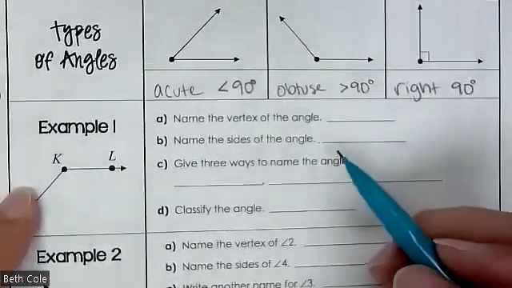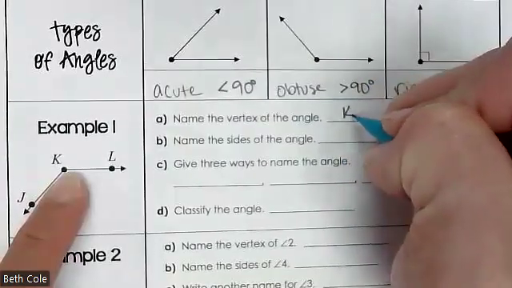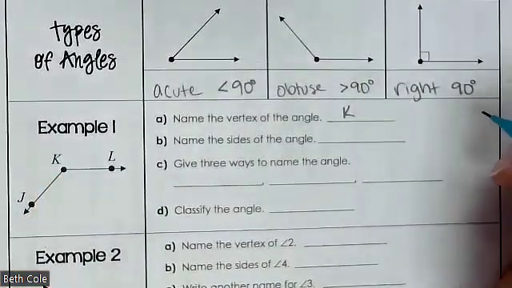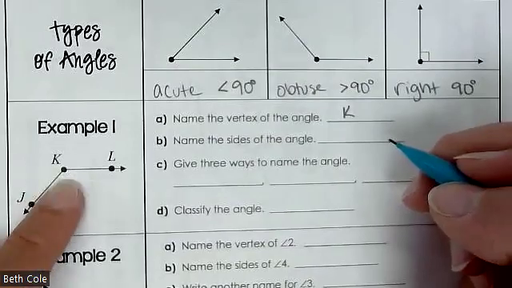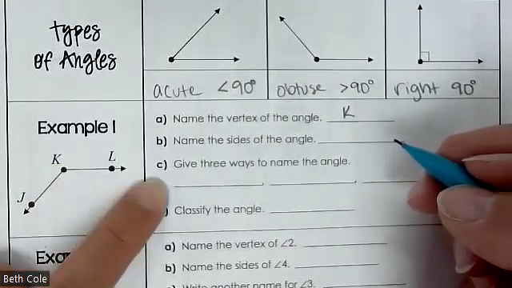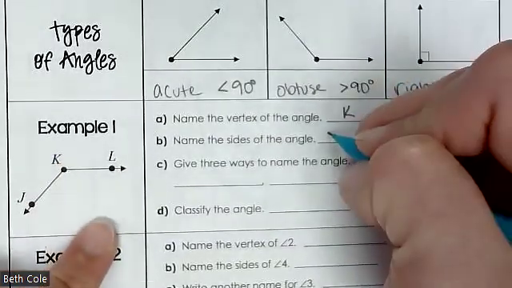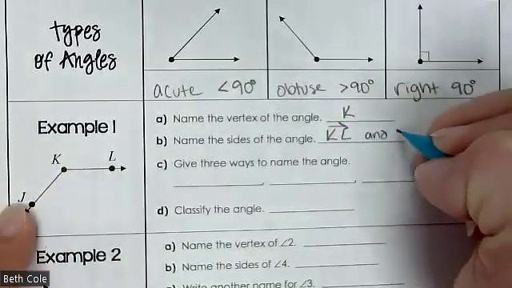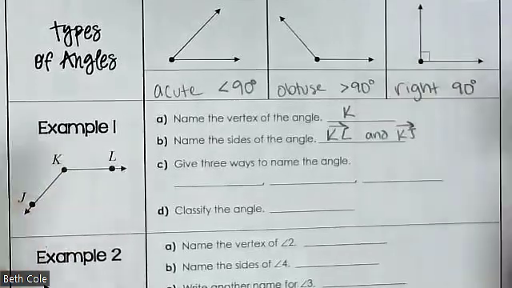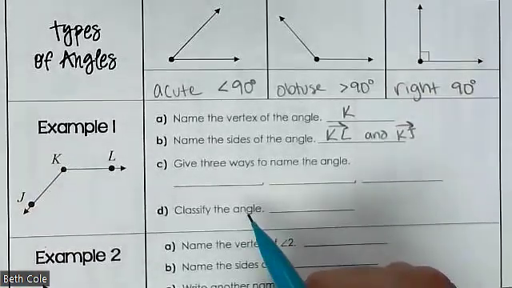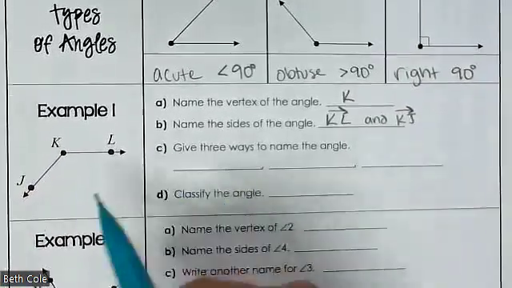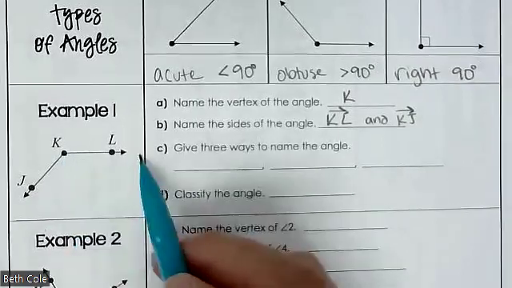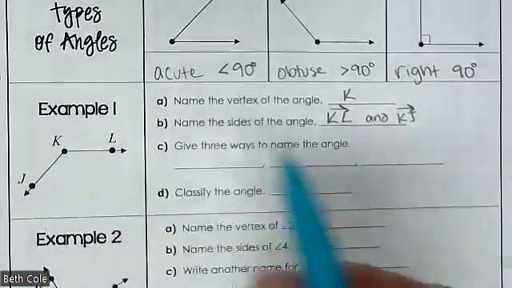So name the vertex of this angle. The vertex is the one in the middle, so that's K. Name the sides of the angle. So again, when you're naming a ray, you have to start with the endpoint and then go to the arrow. So the sides are KL and KJ. So it has to go in that order. For a line or a segment, it doesn't matter which order you do it in, but for a ray, it has to start with that endpoint, or the vertex.